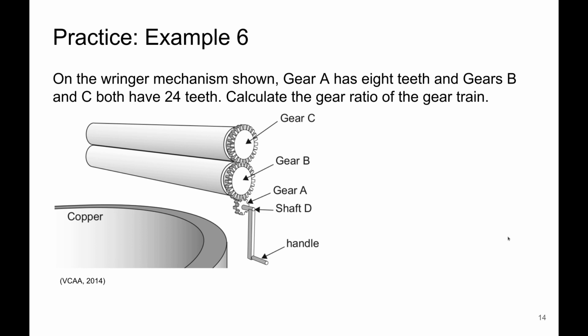In the final practice example, we have this clothes wringing machine, and we're looking at the wringer component of it. We essentially have a gear train there, and we have gear A, which has 8 teeth, and gear B and C both have the same number of teeth, which is 24 teeth, and we're asked to calculate the gear ratio of the gear train. Again, please pause the video while you work on the problem and resume the video to see the solutions.